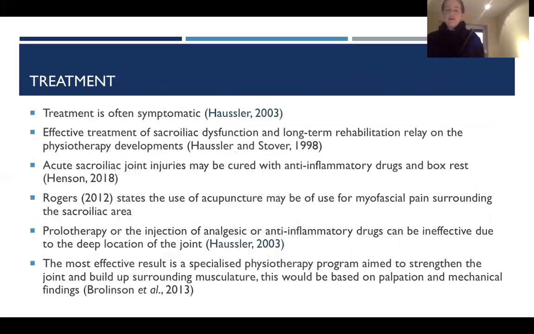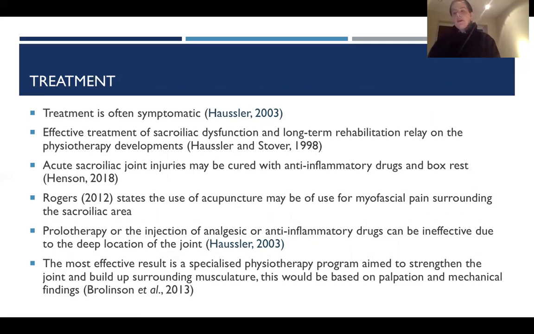So what can we do? Treatment is often symptomatic, and in people, anti-inflammatories and injection of corticosteroids and proliferants are advocated as sole treatments for sacroiliac joint dysfunction. But proliferant and anti-inflammatory injections are ineffective in horses due to the deep location of the joint.